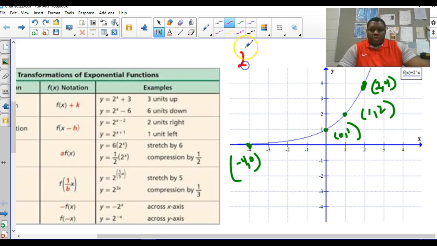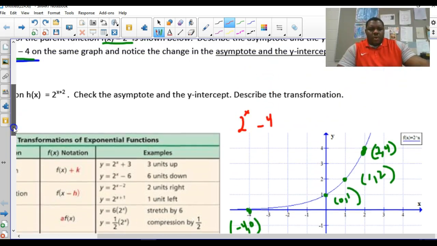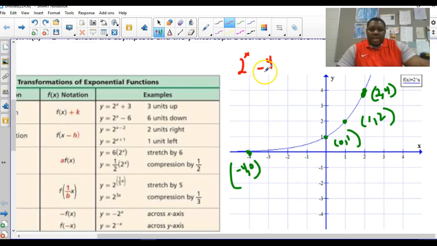The first equation was 2 to the x minus 4. What that tells me is, see how this minus 4 is outside of the x? That tells me to go down 4. So I'm going to take all the points I can see and move them down 4: 1, 2, 3, 4. Move this point down 4, and even move that down 4. There we go.